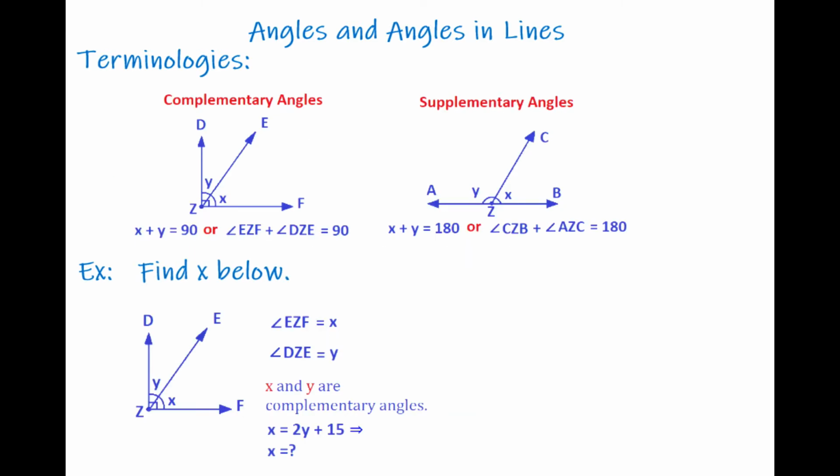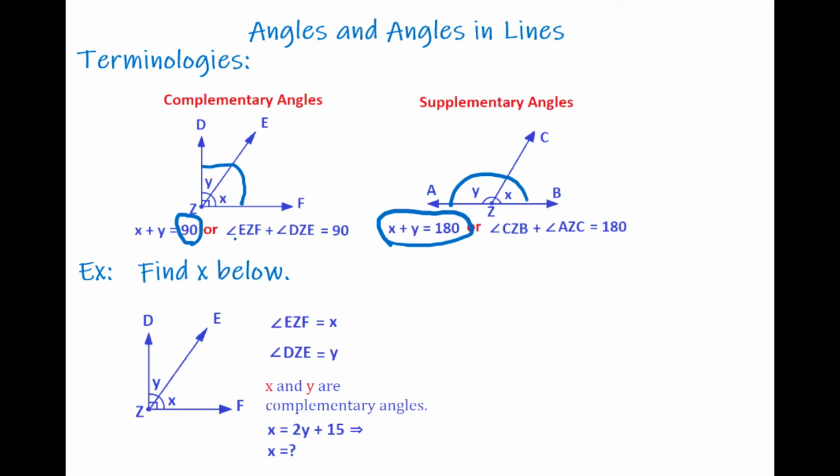And we have also complementary angles and supplementary angles. If the summation of 2 angles, like we have here, x and y, is 90 degree, then those angles are called complementary angles. And if the summation of 2 angles, like we have here, x and y, is 180 degree, then those angles are called supplementary angles. By the way, this symbol means angle, okay?